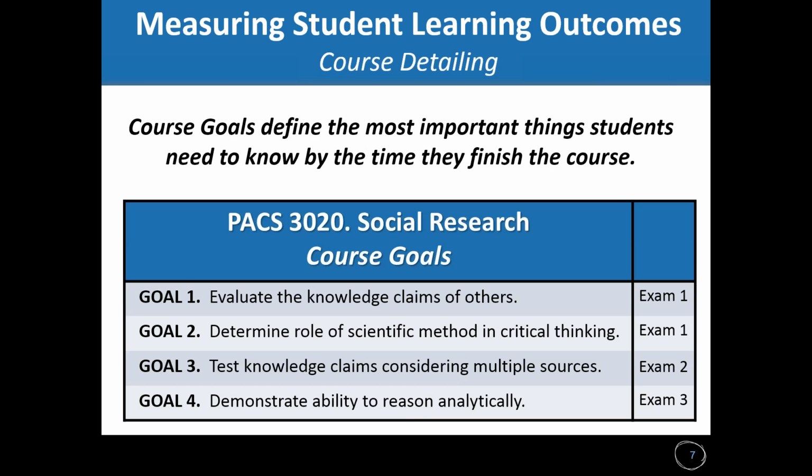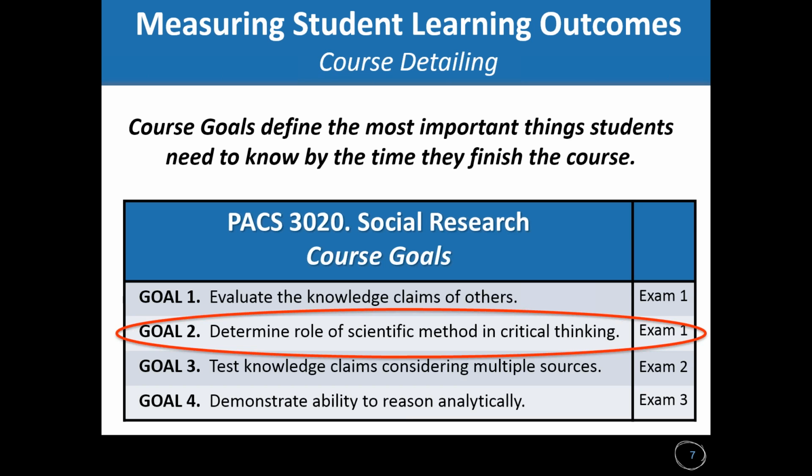So let's break down the overall course goals into finer details so that we can see what specific topics should be covered on each exam. I'm going to call this process course detailing. So let's look at goal number 2. Determine the role of the scientific method in critical thinking. Just looking at this goal, in the back of my mind, I'm asking myself, what kind of topics would I need to include for the students so they can get a full understanding about what that role is? What do they need to know about scientific method? What do they need to know about critical thinking? What do they need to know about the relationship between the two?